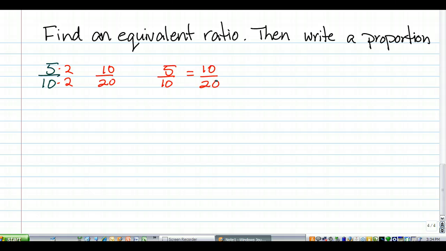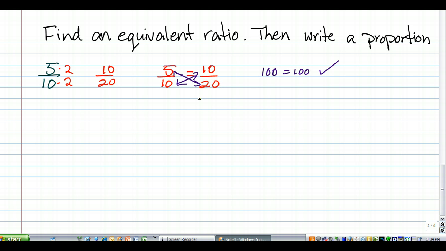You can even quickly check to see, well, is it right? By doing a quick crisscross multiply. Does 10 times 10 equal 5 times 20? What's 10 times 10? 100. What's 5 times 20? 100. Check. You've done it. You found an equivalent ratio, and then you wrote a proportion.